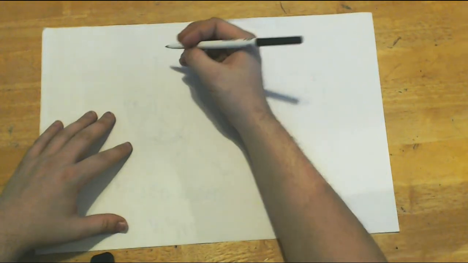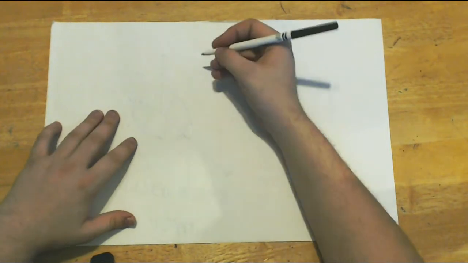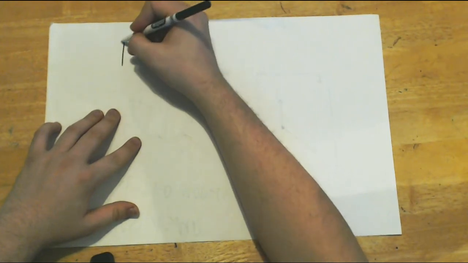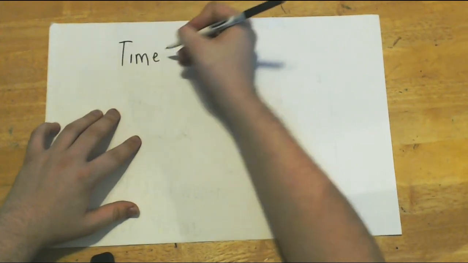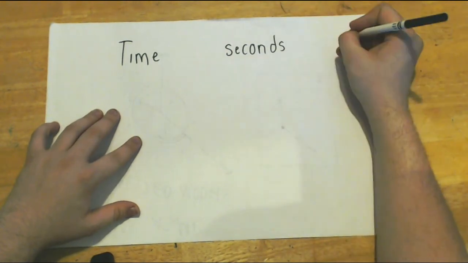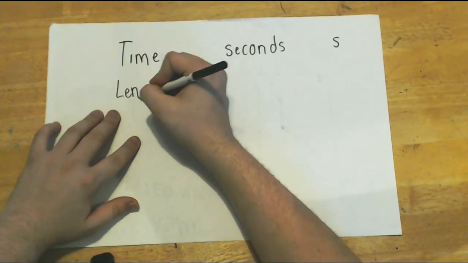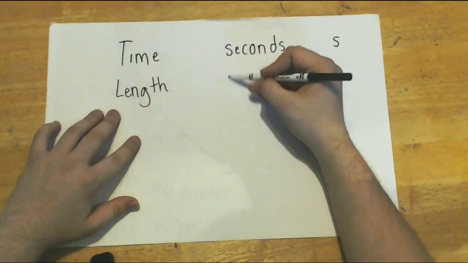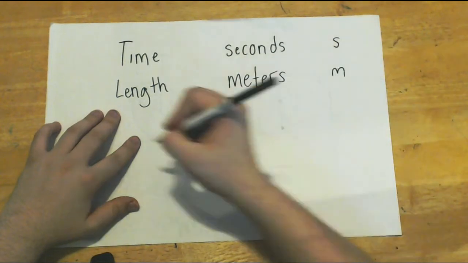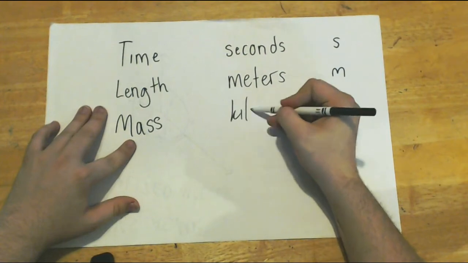A couple of things here that we need to talk about. Once again, we're going to add a couple of things to our toolbox. We're going to talk about several quantities. Time, of course, measured in seconds. We're going to talk about length or distance, measured in meters. We're going to talk about mass, measured in kilograms.